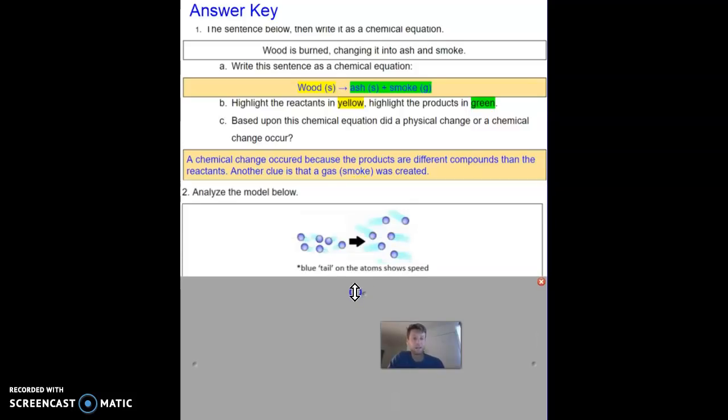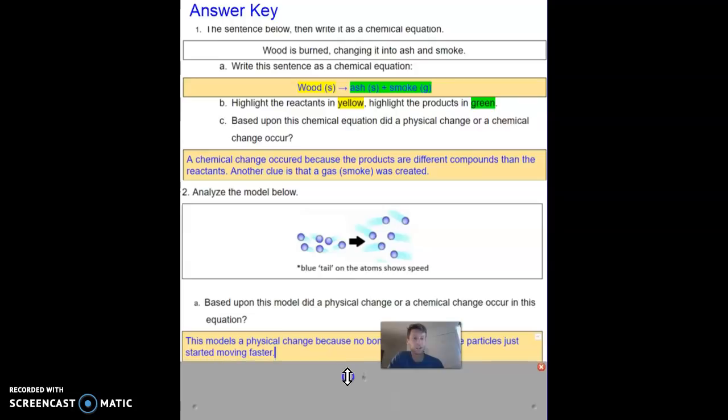The second model represents a physical change. I know that they're a physical change because all that's happening is these atoms are starting to speed up. They're moving faster. There's no bonds broken. There's no new compounds made. Therefore, it's a physical change.